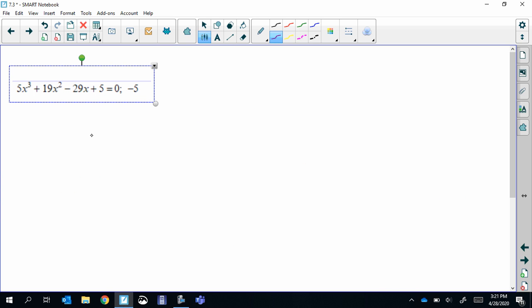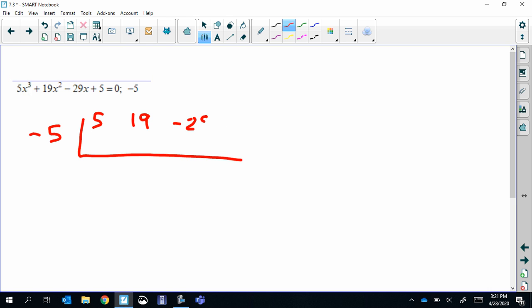Alright, here we've got another one. We're given a root, so we're going to do synthetic division with it. Make sure we're not missing anything. Nope, everything's there, so write down our coefficients. and then add and multiply for synthetic division.